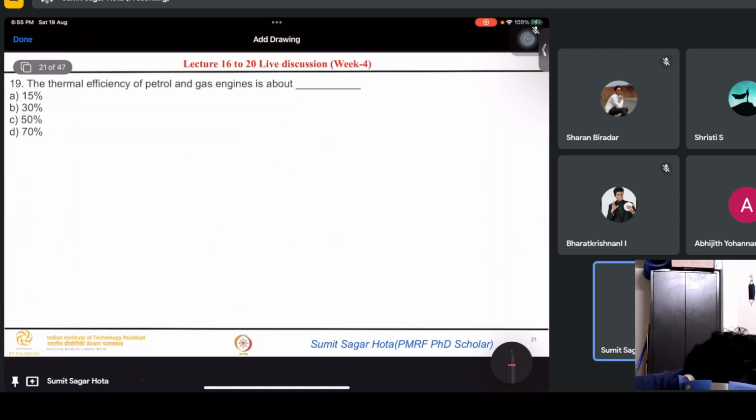The thermal efficiency of petrol and gas engine is about dash. Okay, so the answer is very simple, it's 30% only.